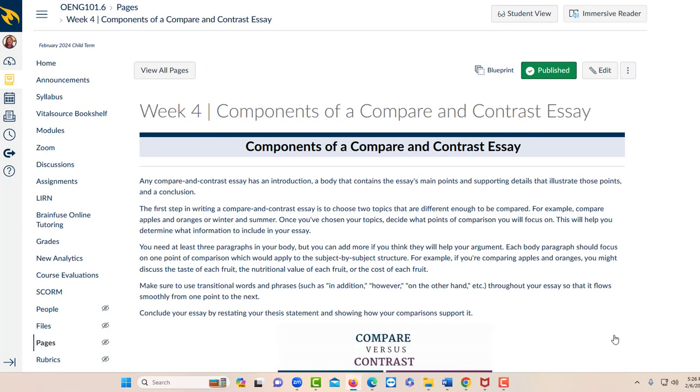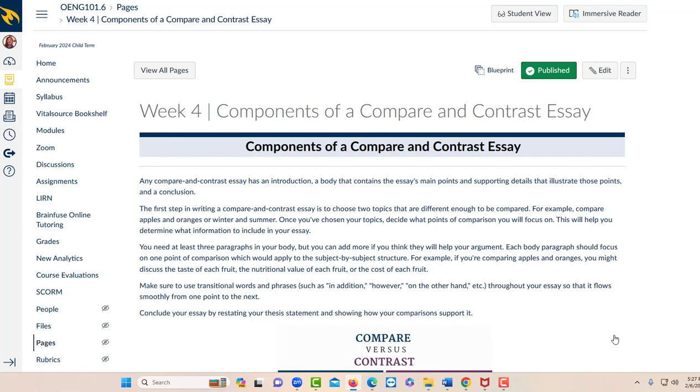Any compare and contrast essay has an introduction, a body that contains the essay's main points and supporting details that illustrate those points, and a conclusion. The first step in writing a compare and contrast essay is to choose 2 topics that are different enough to be compared. For example, compare apples and oranges, or winter and summer. Once you've chosen your topics, decide what points of comparison you will focus on. This will help you determine what information to include in your essay.